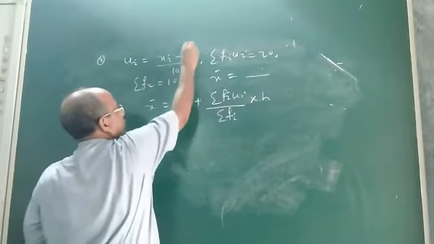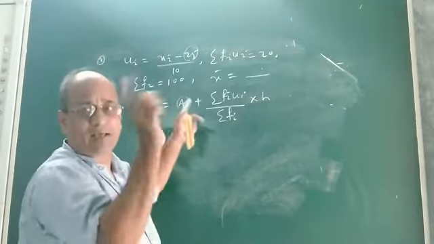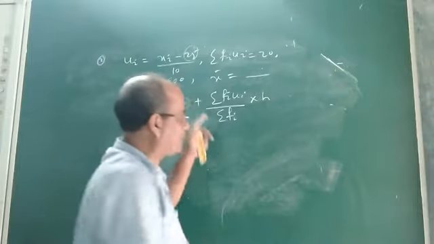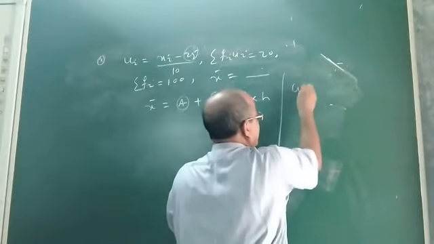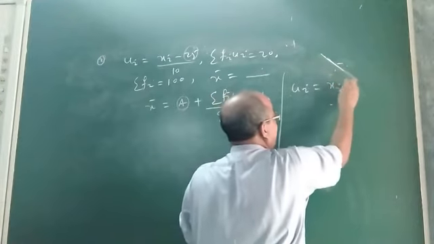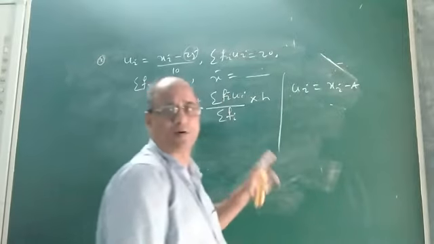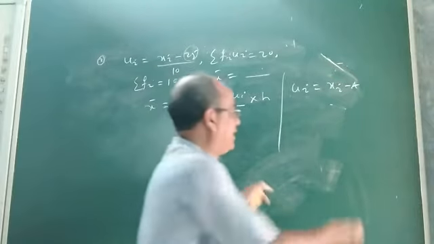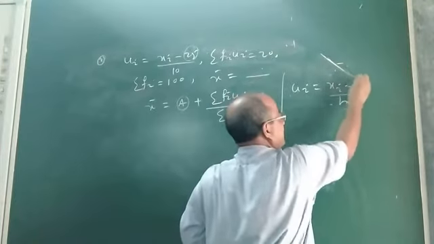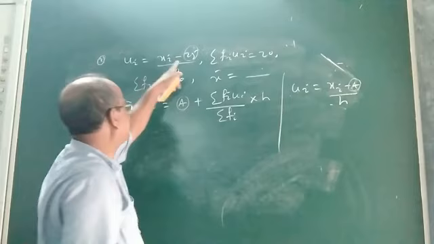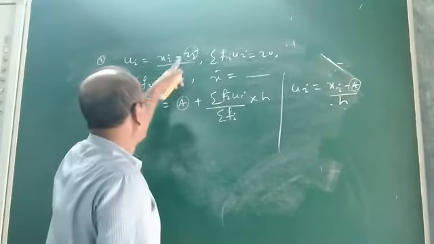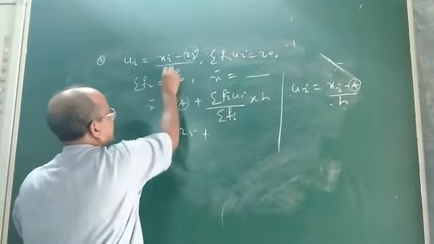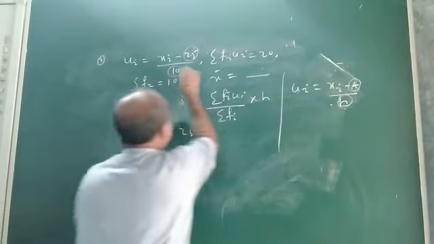What will be the value of a? The formula for ui we know: ui is xi minus a, divided by h, where a is the assumed mean. So xi minus 25 means a is 25 here. So it is 25 plus, then what will be the value of h? H is 10.